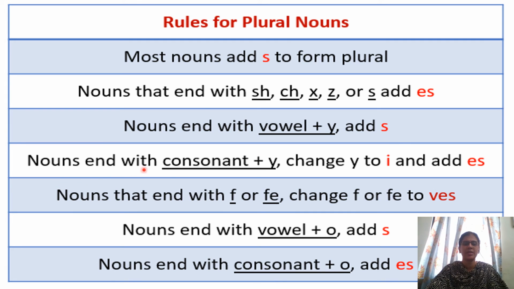When nouns end with consonant plus Y, you change the Y to I and then add ES. Nouns that end with F or FE, you change the F or FE to V and then add ES. When nouns end with vowel plus O, you add S. And when nouns end with consonant plus O, you add ES.